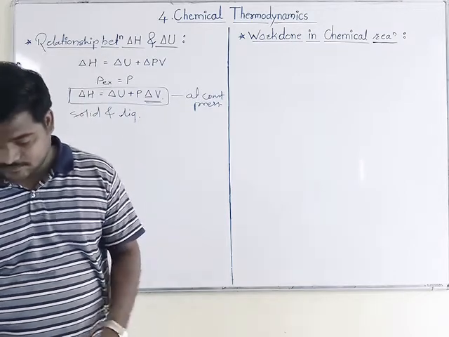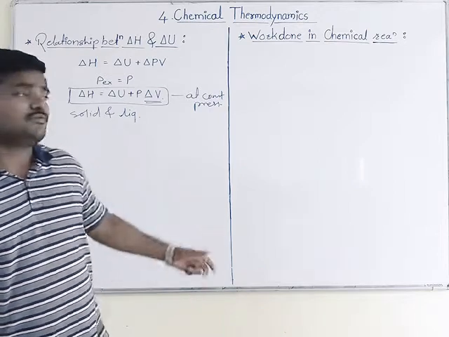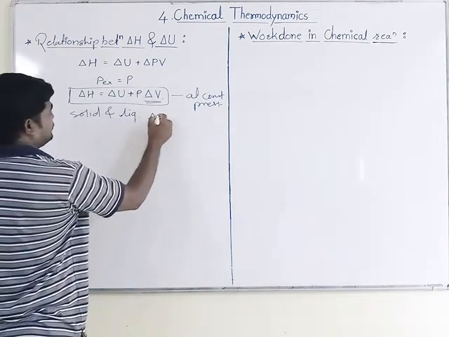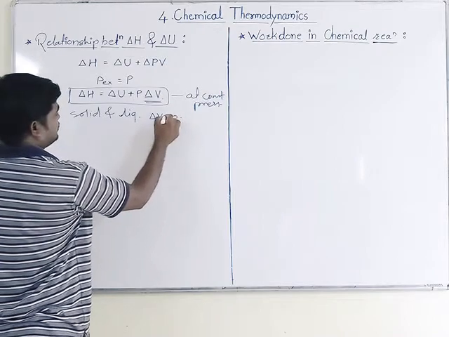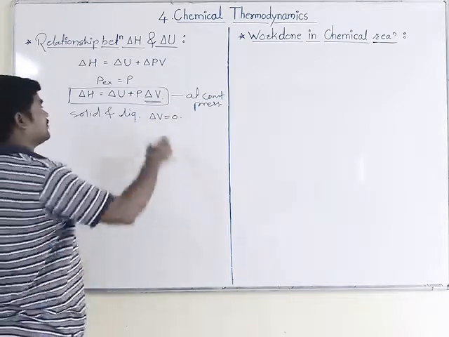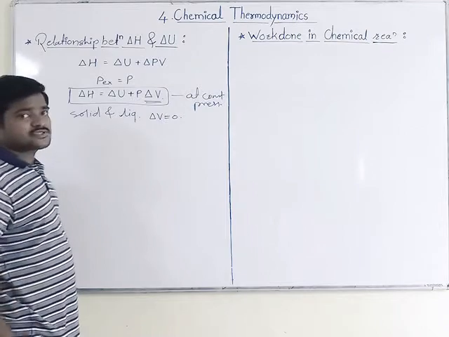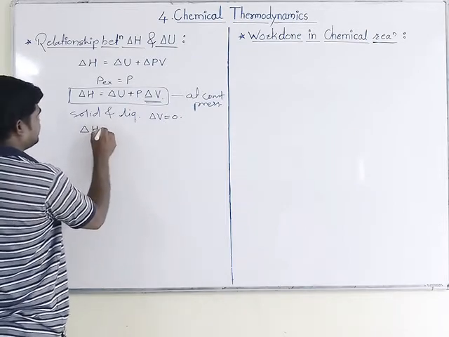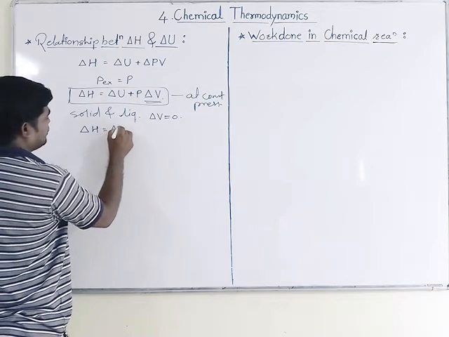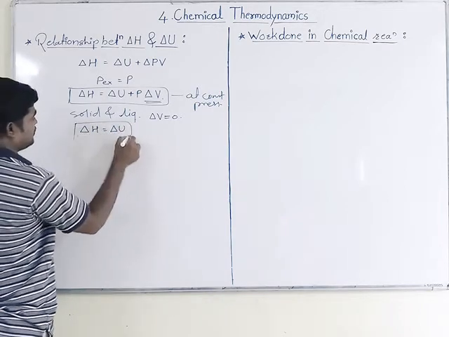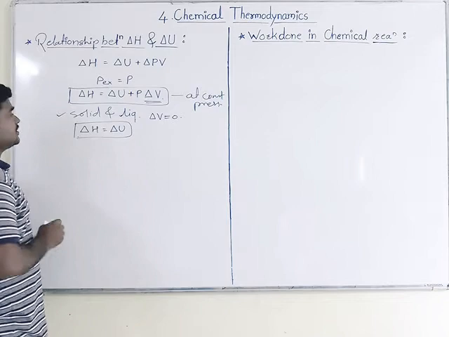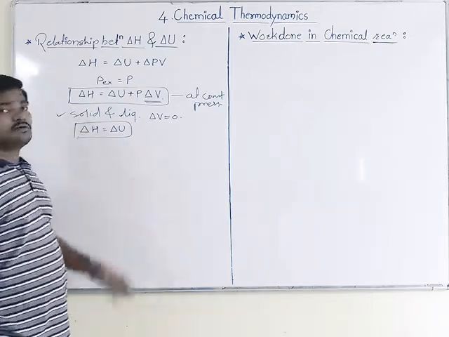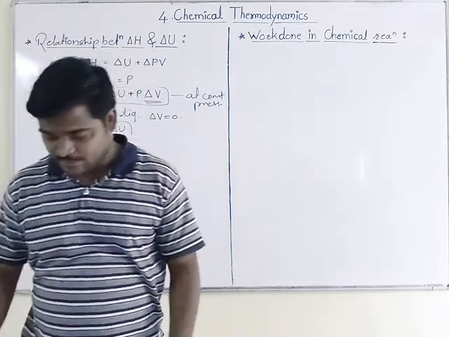If we modify this equation by substituting delta V is equal to 0, then what will you get? All this factor becomes 0, and you will get the equation delta H is equal to delta U. This is the equation for what? For a reaction which is either in the solid or in the liquid state.